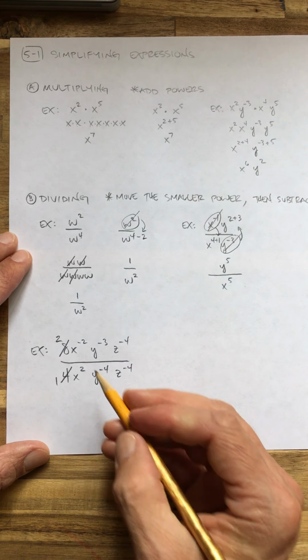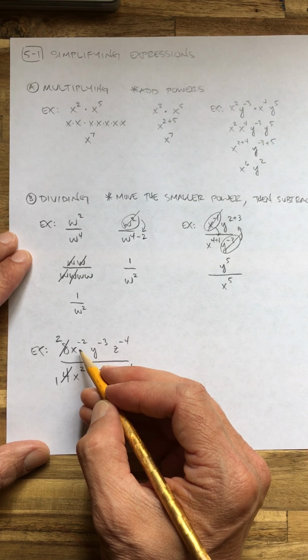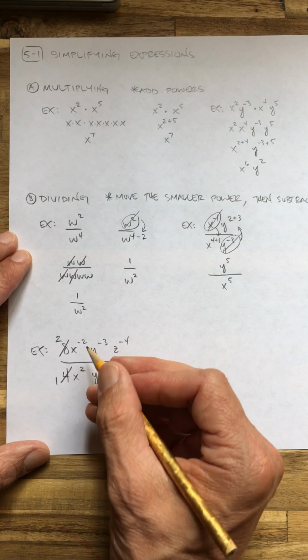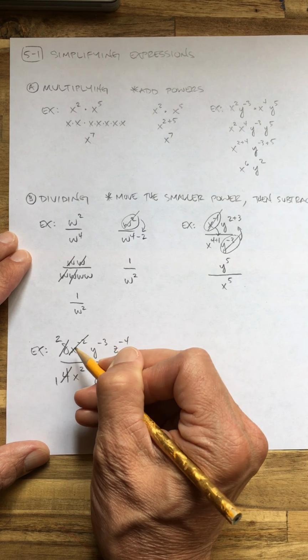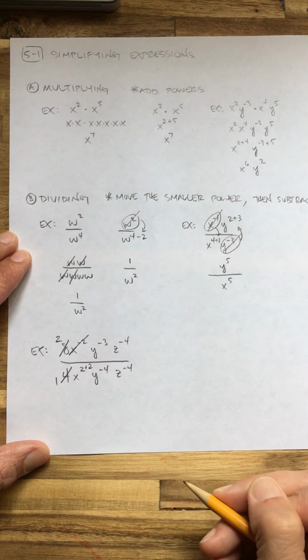All right, now look at the x's. Which one's smaller? Okay, this guy's smaller, right? So it's a negative 2. Okay, so watch this. I'm going to cross it off. Since it was negative, I'm subtracting a negative 2. That becomes a positive 2, so I put plus 2.